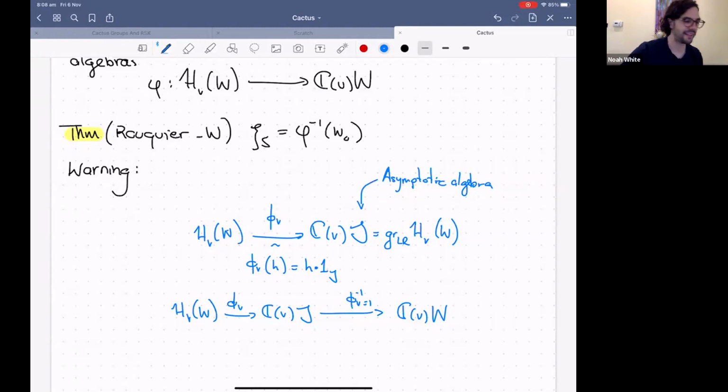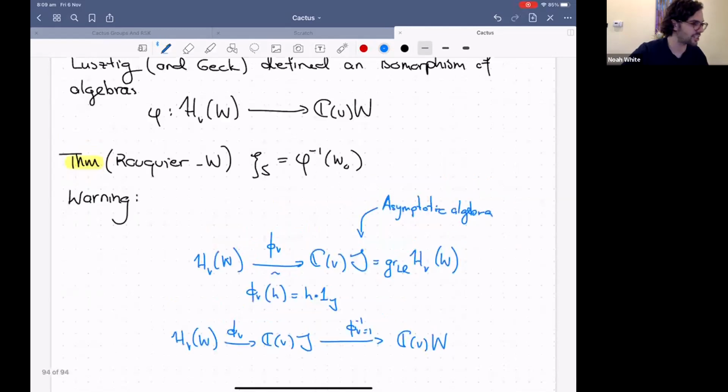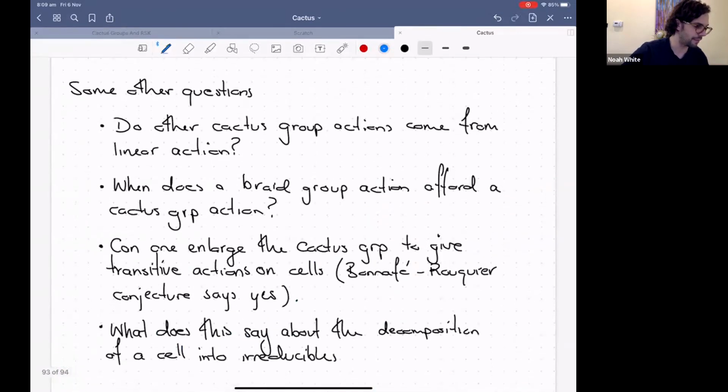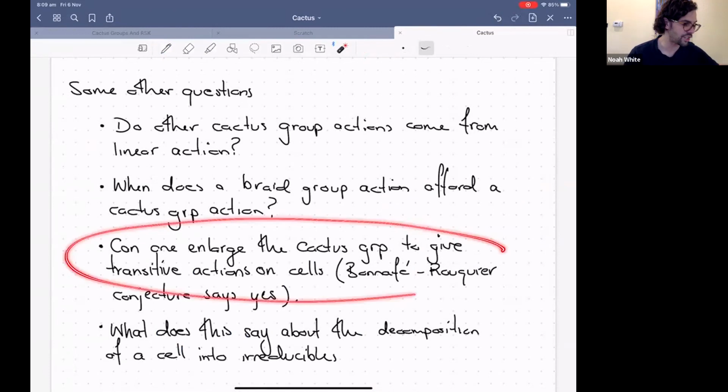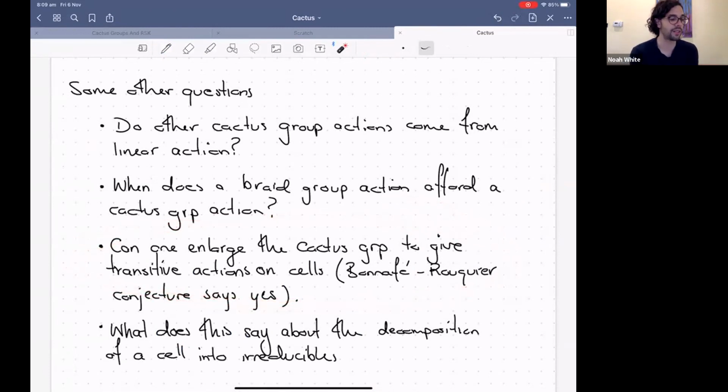No, and that's something very interesting, right? One thing that I mentioned before is that in type A, the Cactus Group acts transitively on cells, and that in other types, this doesn't happen. Actually, I wrote a list of questions here. I might as well have these up. So one question is, can you enlarge the Cactus Group to give you a transitive action on cells?